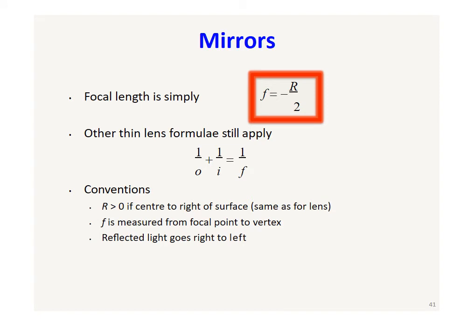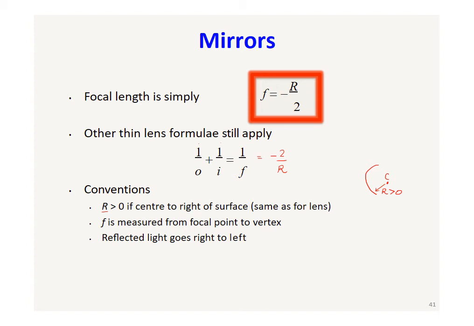The mirror formula very simply can be used, and the way that we write that is 1 over the object distance plus 1 over the image distance is equal to minus 2 over the radius of curvature. We're going to be using the same conventions for the radius of curvature. So if the center is to the right of the surface, there's the center, and therefore there's the surface, then we're going to have the radius is positive.